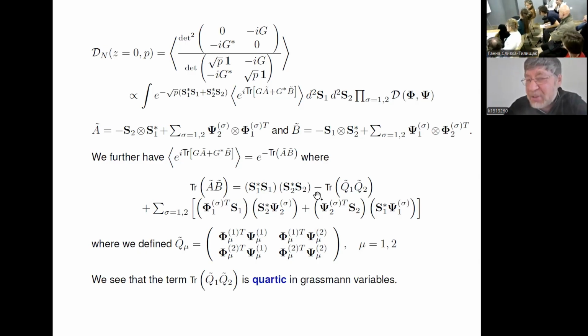So basically, this term is just representative of all other terms. Now, it's convenient to notice that this part, which one obtains by considering traces of these combinations with this combination, can be represented as the trace of a product of 2 by 2 matrices, Q with index 1 and Q with index 2, which are made of all possible products of Grassmann vectors phi with Grassmann vectors psi. We just introduce this, and we will see why it's convenient to write it in this form.